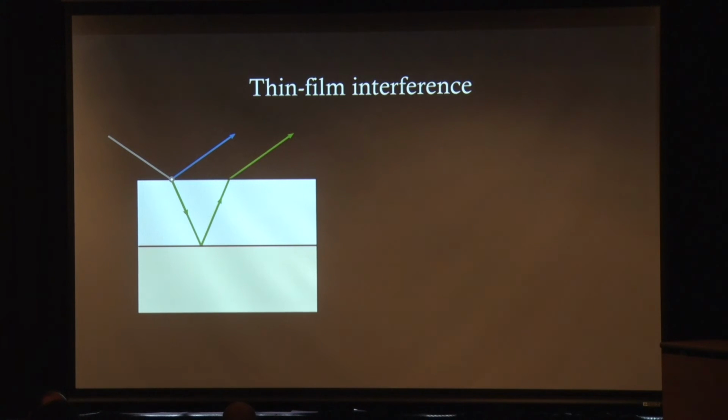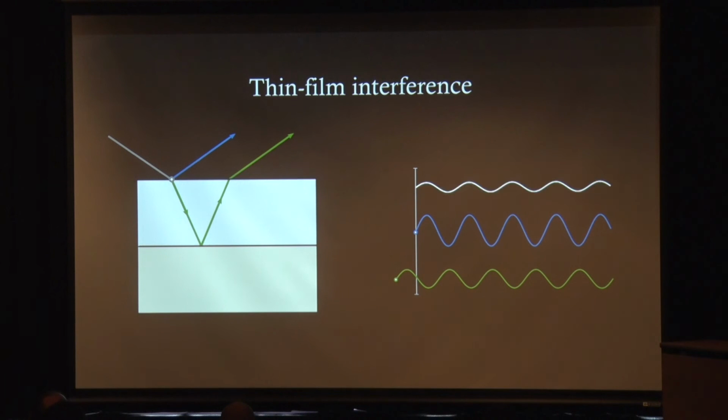To understand that, let's look at the waves in this representation. In this case, the two waves are out of phase. So when I add them together, the amplitude is smaller. This is what we call destructive interference. But you could also have the two waves in phase. You would have constructive interference.